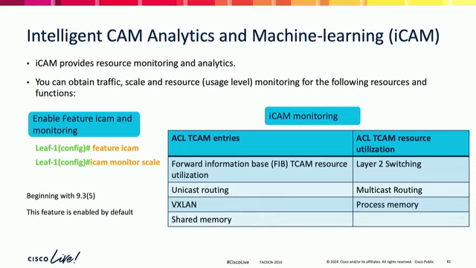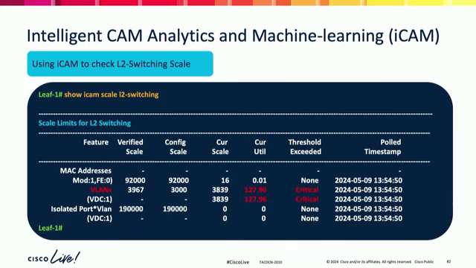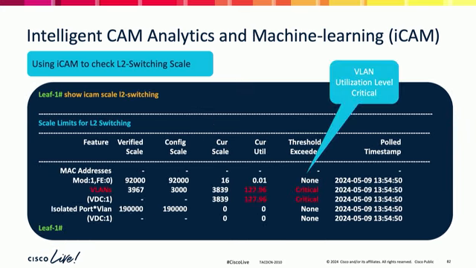Starting with 9.3.5, this tool is automatically enabled. Let me show you how to use this. You run a command show iCAM scale layer 2 switching. Like in this case, someone configured all the VLANs and permitted them on some open trunk, so it uses all the VLANs and you are out of scale here.